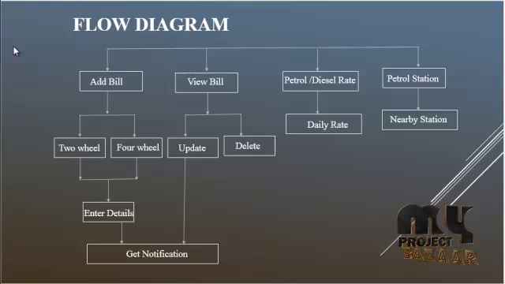Then comes viewing the bill. While viewing the bill, it will show the name of the vehicle, service date, and the renewal date. If the user clicks the vehicle name, it will show the detailed description of the bill details which we added while adding the receipt. So these details will be viewed.